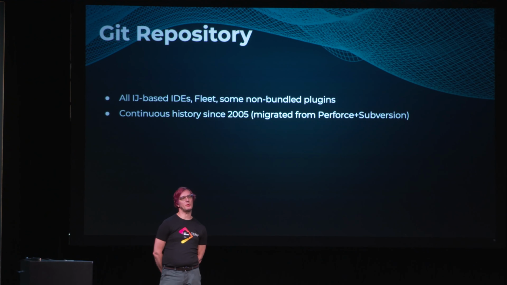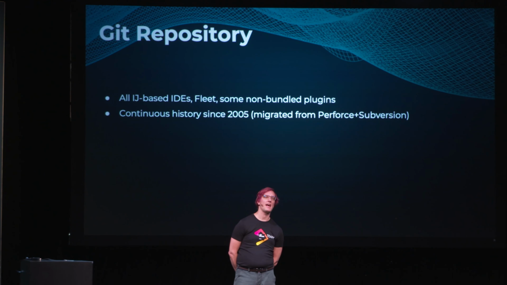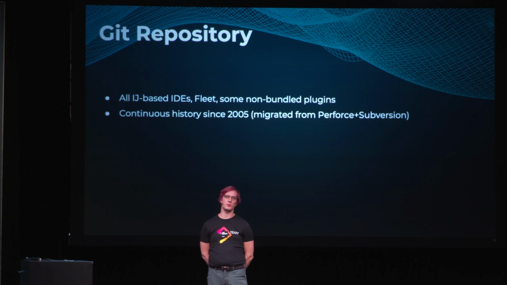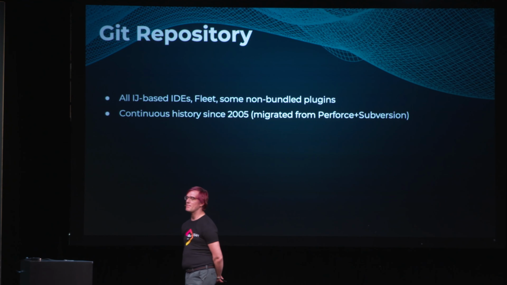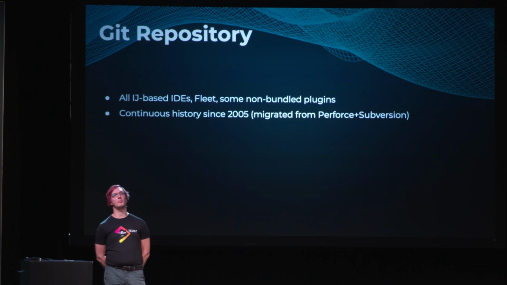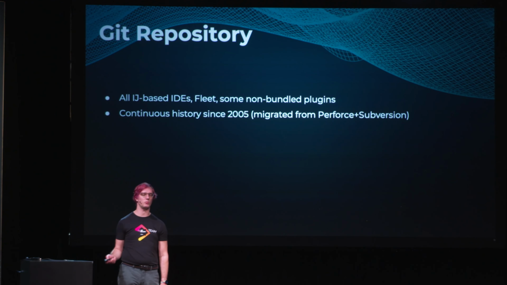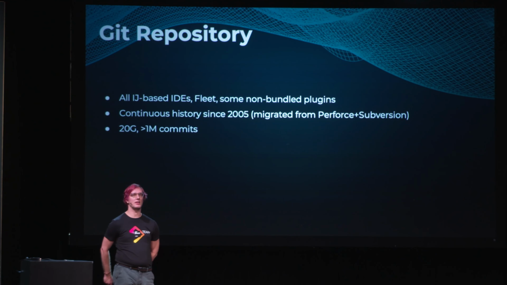So basically at JetBrains, we used all the version control systems in existence. We started with Visual SourceSafe, we used StarTeam, we used CVS. This is lost to the mist of time, the history from that time. But then in 2005, we switched to Perforce, and then we used a combination of Perforce and Subversion. And at some point, we migrated to Git. And so we have the history in Git from 2005.